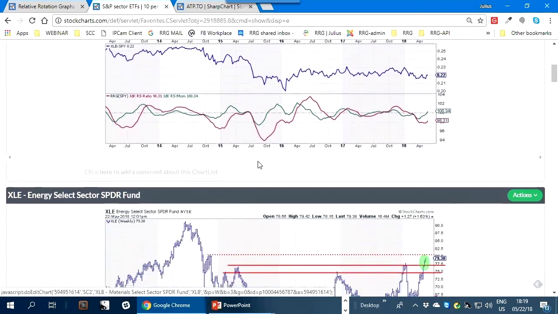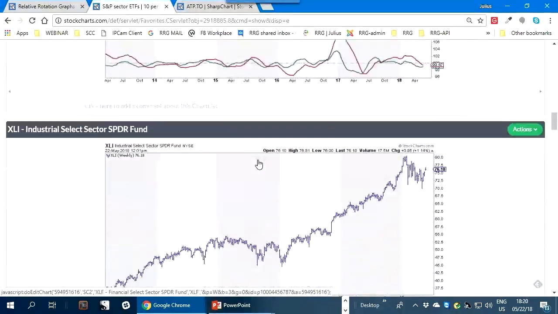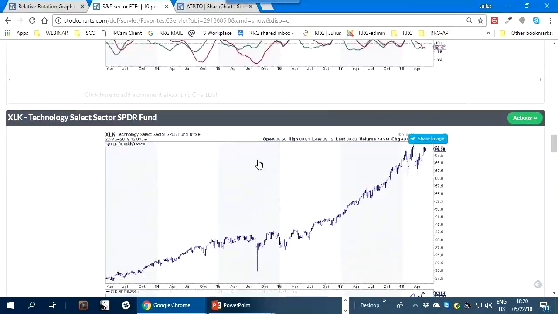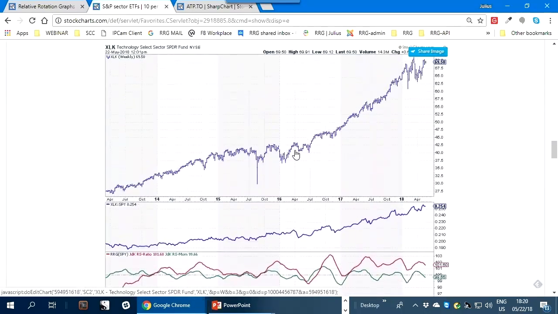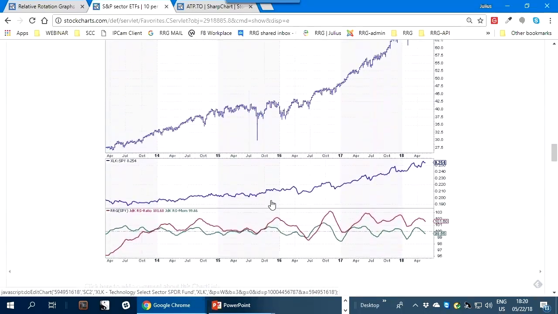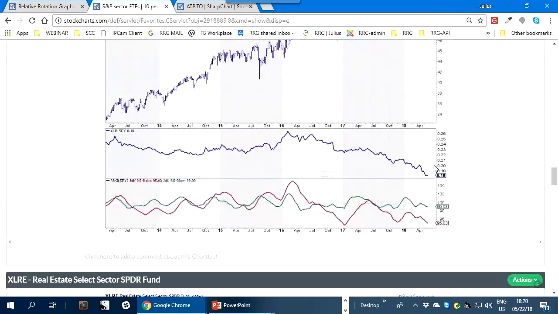Now, I looked at two examples that I wanted to share with you, and that's XLV and XLK. Look at XLK. That's technology. It's a very strong sector. Look at that trend in relative strength. That's still going up very, very nicely. Now note this reading here. That's 0.254.